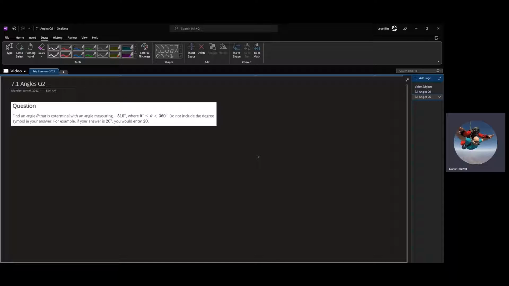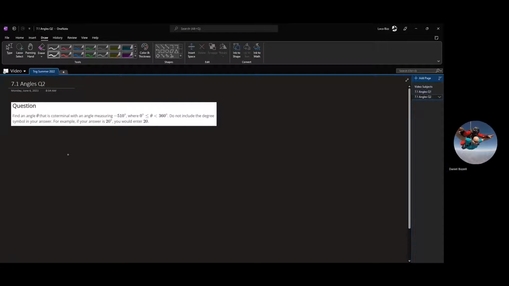This question tells us to find an angle theta that is coterminal with an angle measuring negative 510 degrees, where 0 is less than or equal to theta, which is less than 360 degrees. To answer a question like this, I would generally look at our bounds, which is 0 degrees is less than or equal to theta, which is less than 360 degrees.